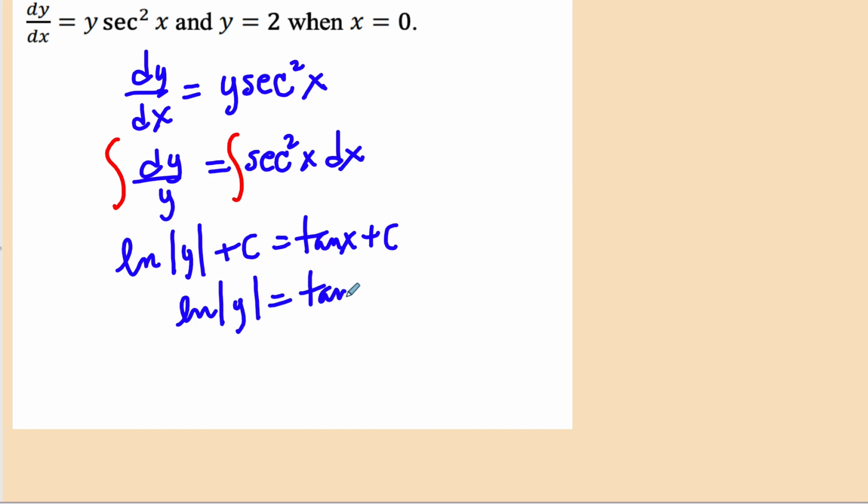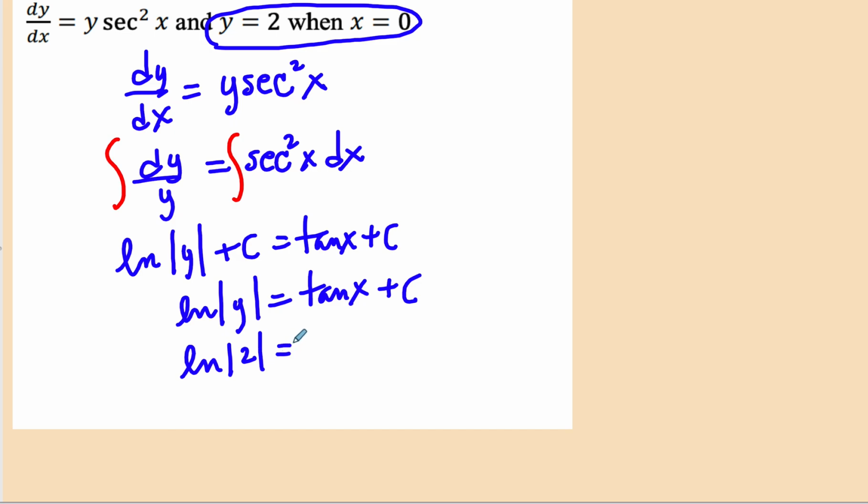Let's not worry about subscripts anymore. Okay, now at this point, we have an initial condition. And with this initial condition, we are going to substitute. So this will be the natural log of 2 equals, and I don't need the absolute value, and then this will be tan 0 plus c. So tan 0 is 0, so c is equal to the natural log of 2. I don't need that absolute value.